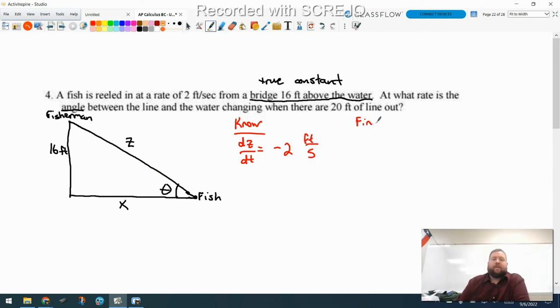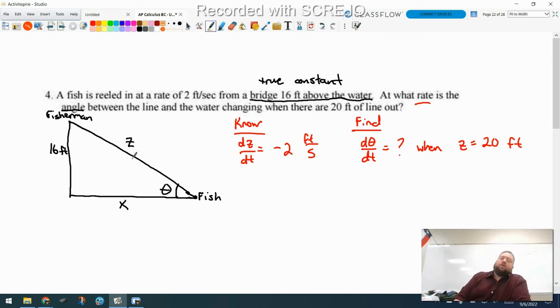All right, what do we want to find? At what rate is the angle changing? So that's d theta over dt, our question mark. And then when there are 20 feet of line out, so z is equal to 20 feet. Look at what you know and what you want to find. We want to find theta, and we know about z. So I need an equation that relates theta and z together.